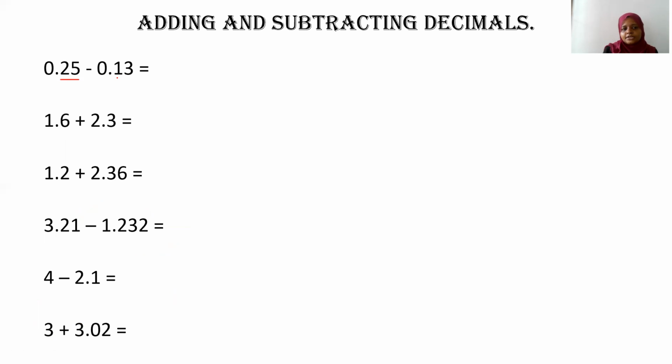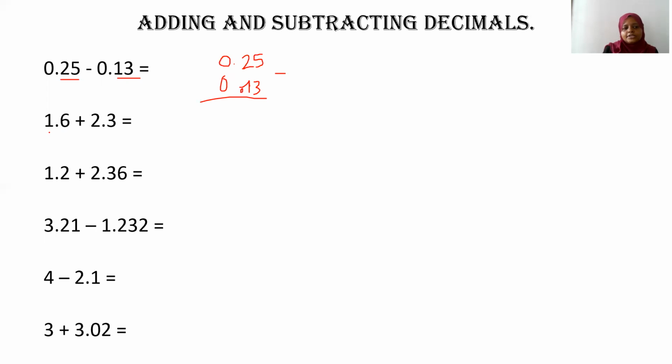Here you have 2 numbers and here also you have 2 numbers. In that case, you have no issues. Be happy. Just write 0.25, 0.13, and then you subtract. I'm not going to tell you how to subtract because subtraction is just easy. You just have to subtract.